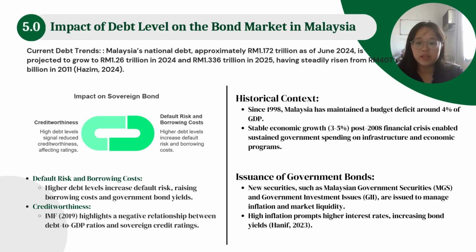Additionally, a high debt level can harm the sovereign credit rating and reduce a country's borrowing capacity. Despite this, Malaysia has maintained a budget deficit of around 4% of GDP for decades, supporting infrastructure projects and economic growth by issuing bonds like MGS, which stands for Malaysian Government Securities, which helps to manage inflation and liquidity. But high inflation and rising interest rates will also drive the bond yield up.